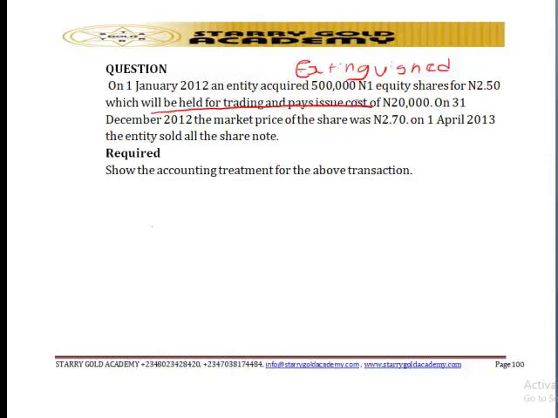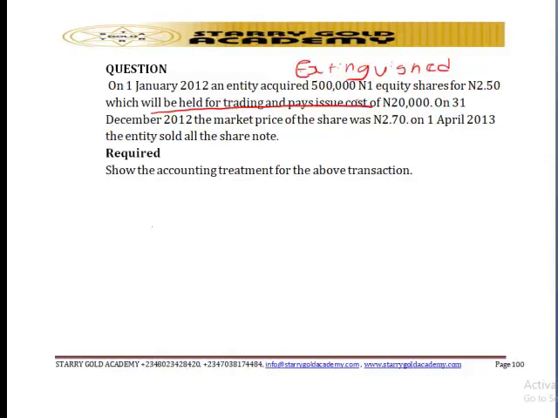Because in this question, if I'm solving it, you will see that I will not capitalize the issue cost. Now, I had quickly made mention of IAS 39 because I want to go and tell you what is happening in IFRS 9 also. So, subsequent measurements, all of these things remain the same.